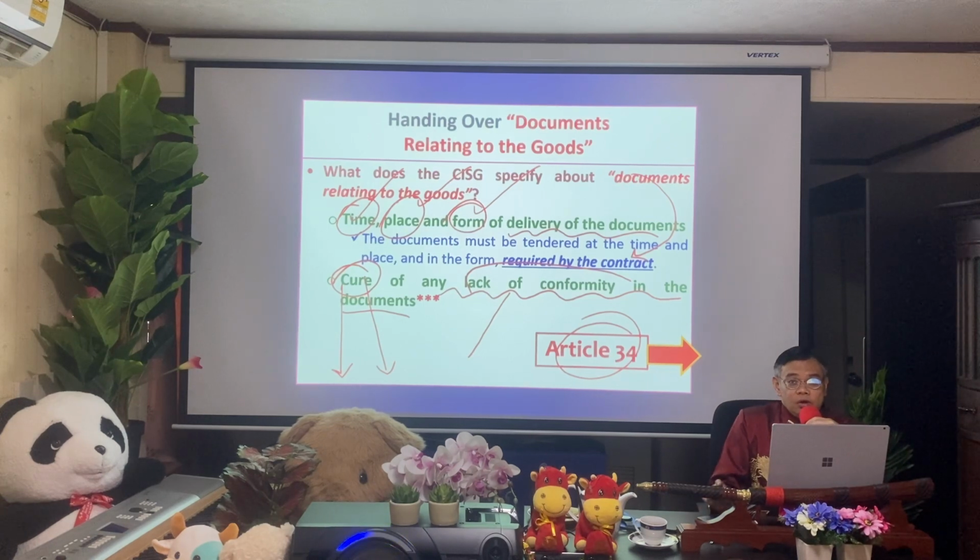So when the breach occurs with respect to the documents relating to goods, the CISG does not want the buyer to terminate or to avoid the contract. Many provisions of the CISG are founded upon the principle known as the preservation of the contract principle. This means that a contract must be preserved as much as possible.